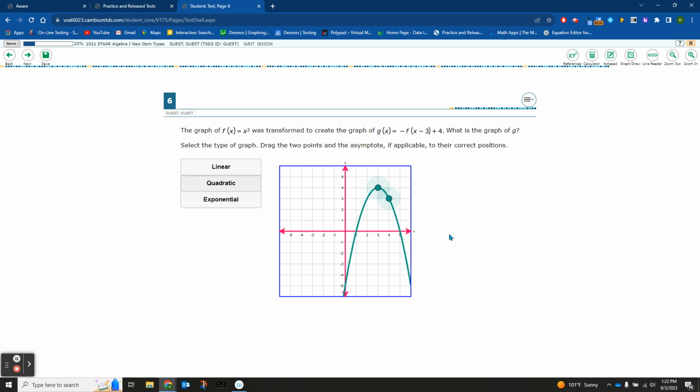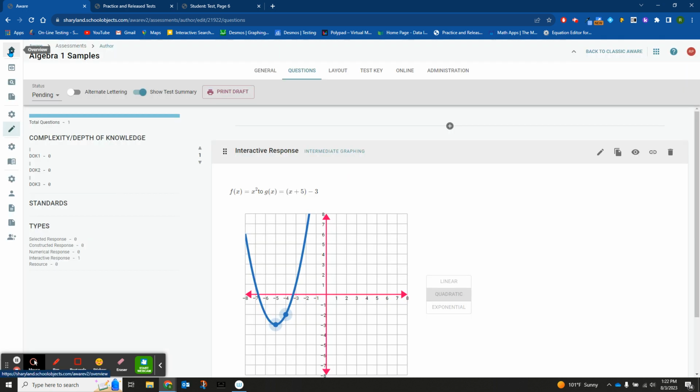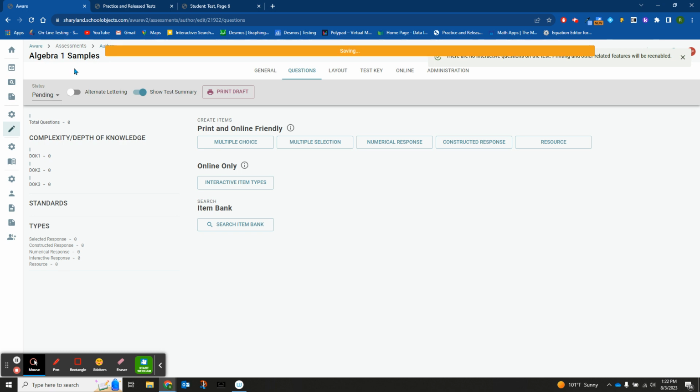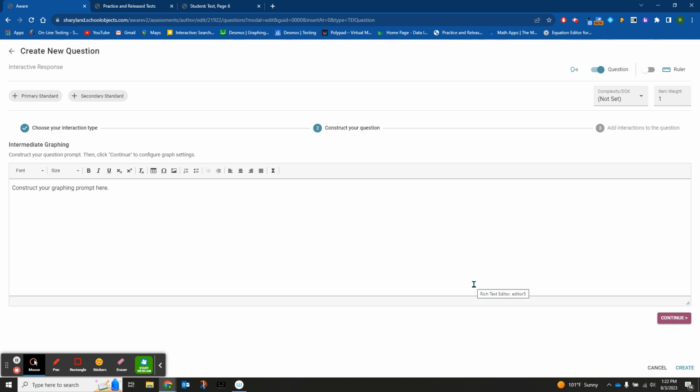So that's the state test. Now I'm going to go from the beginning. Let's get rid of that. Once I set up my assessment, I go to interactive. We go to intermediate graphing, and from here I create the problem. I'm just going to give a bare bones version of that one. I can say, hey, you've got f of x, and you just have to play around with it. It jumps around once in a while, but if you're on top of it, you should be okay.